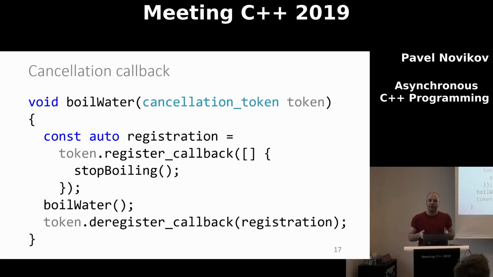But since we registered a call to stop, a cancellation mechanism, when the cancel is requested, it calls stop boiling, possibly on another thread, and the process cancels, stops, it returns, and we can continue execution of our task and gracefully finish execution of our task. Makes sense?